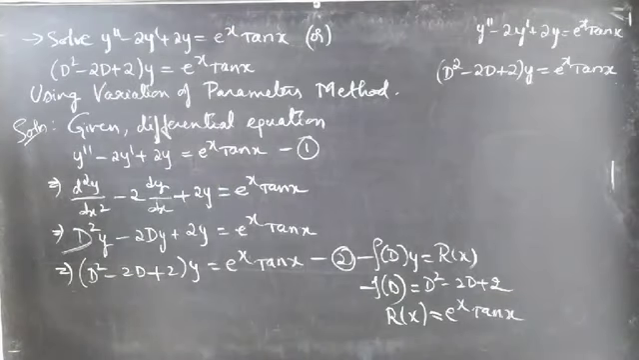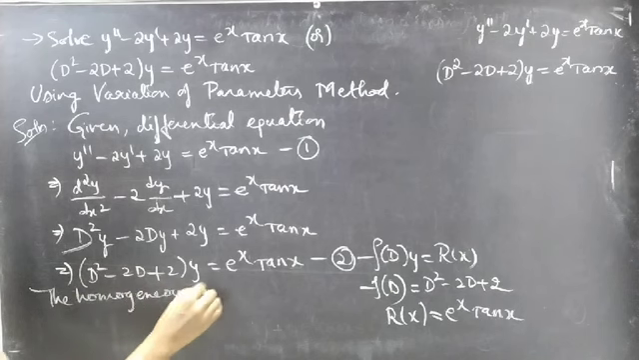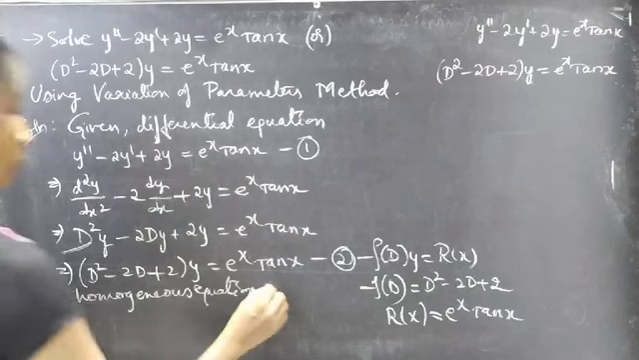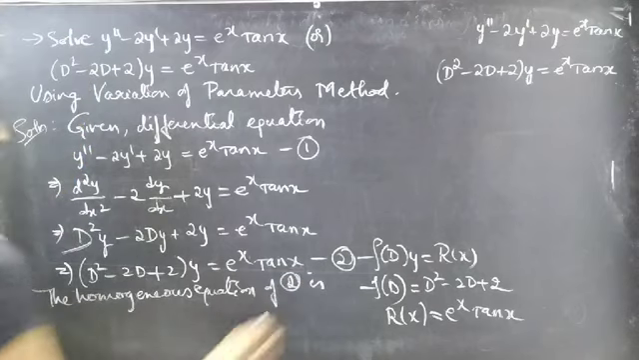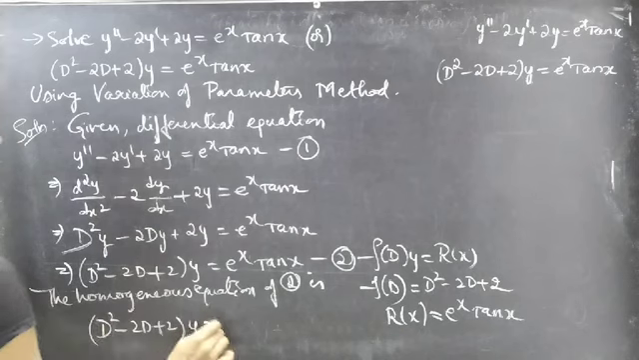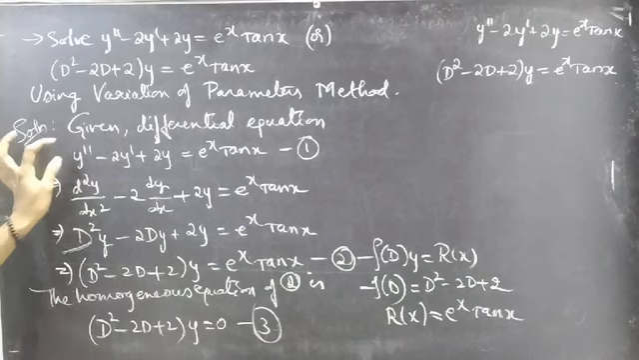Let's now write the homogeneous equation of equation 2. The homogeneous equation of 2 is (D square minus 2D plus 2) y equal to 0, considered as equation number 3. Now we need to find the solution to this equation using the auxiliary equation, and later, using the solution to the homogeneous equation, we'll find the general solution of 1 and 2.